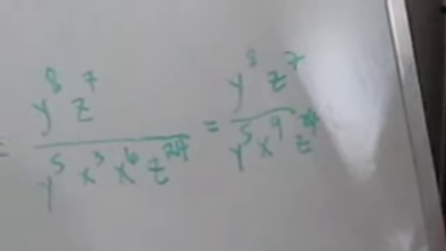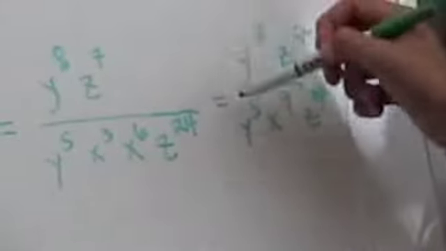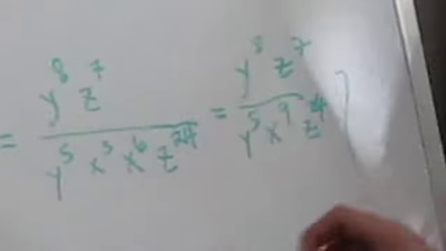Unfortunately, we are still not done. We have two y terms. When we divide the same term and it has exponents, we're going to subtract. So 8 minus 5, y to the 3rd. Z to the 7.